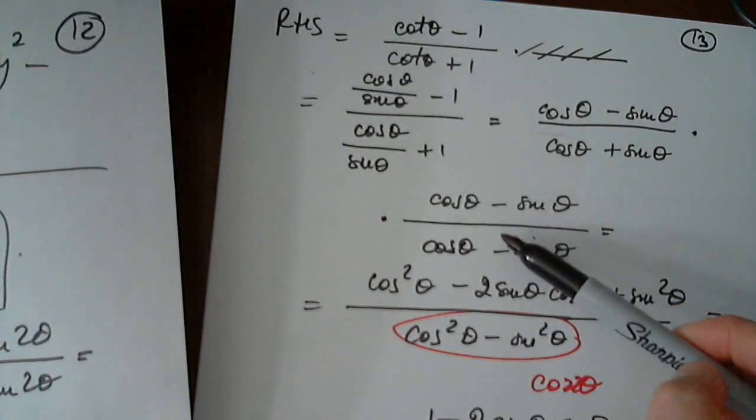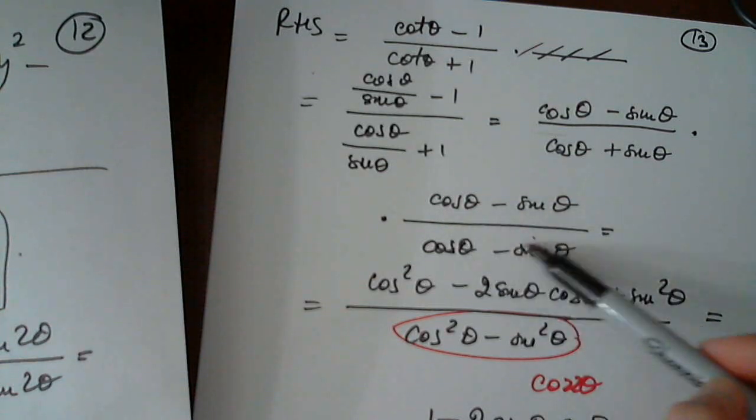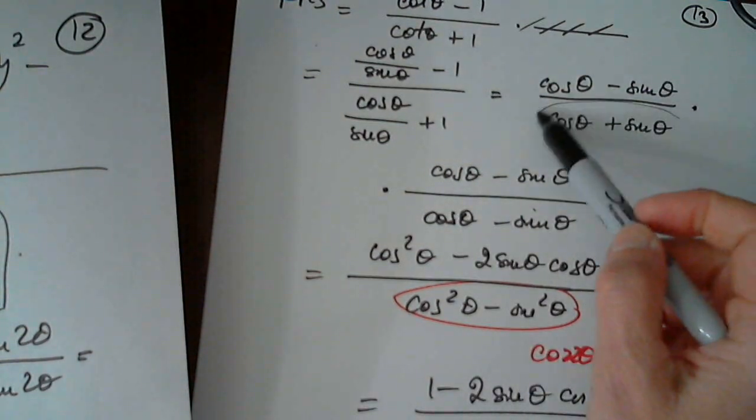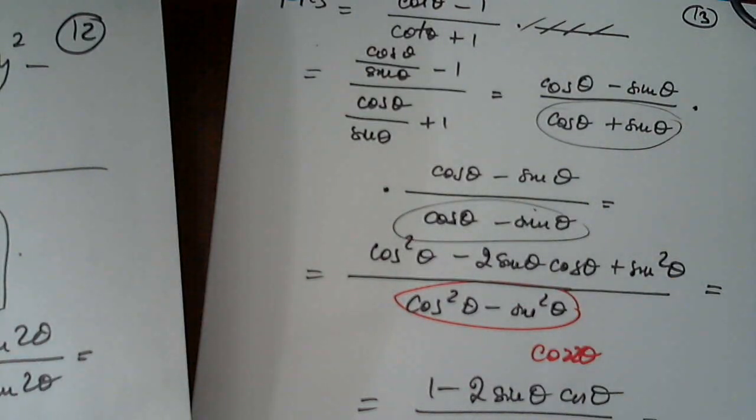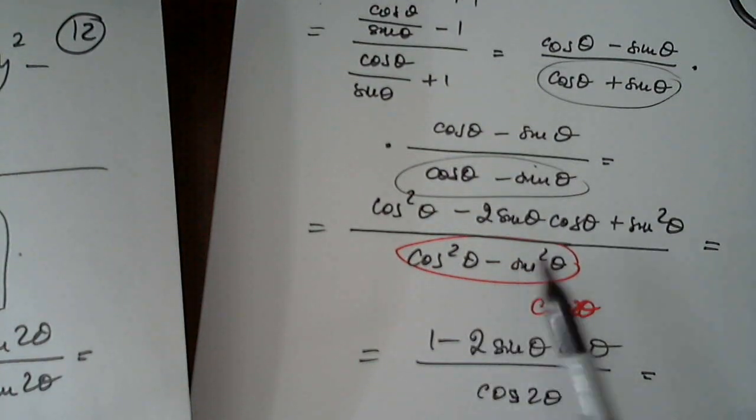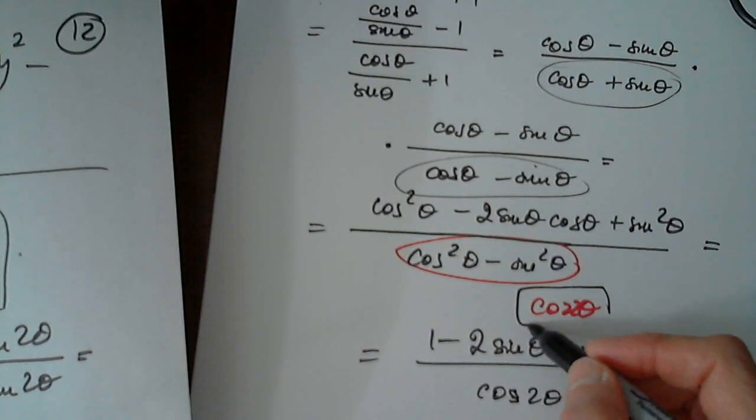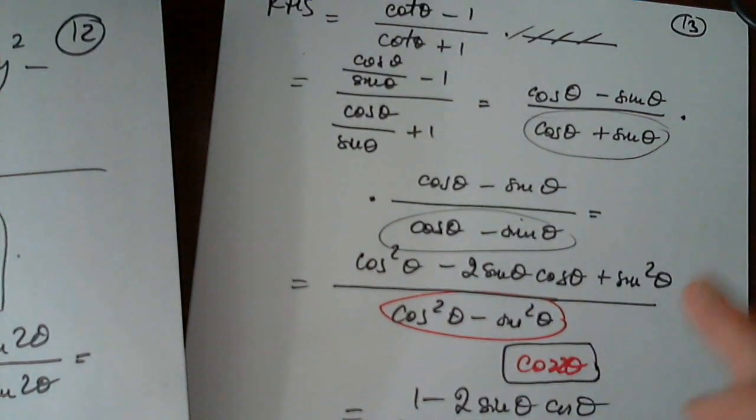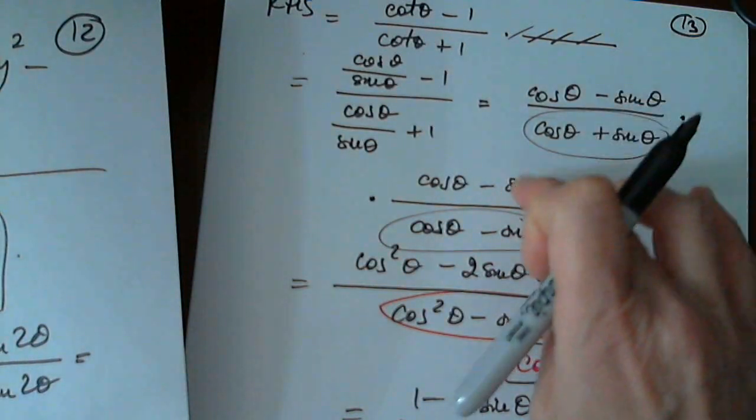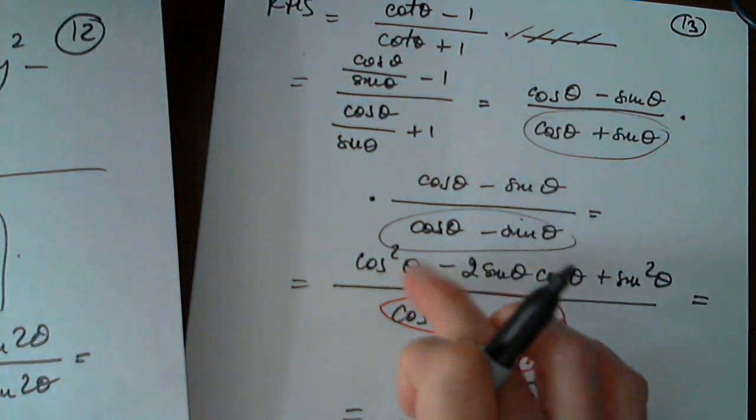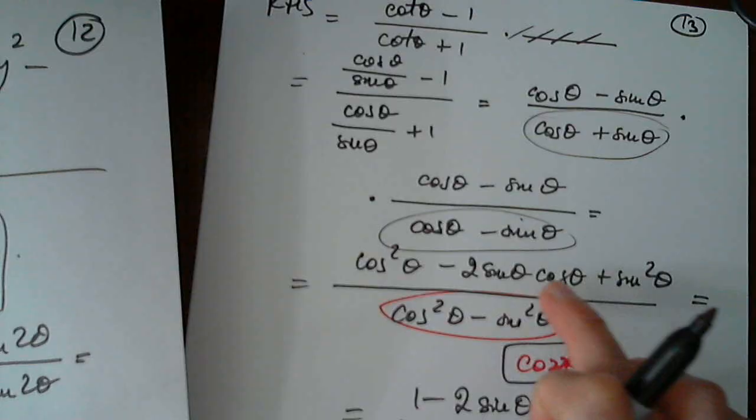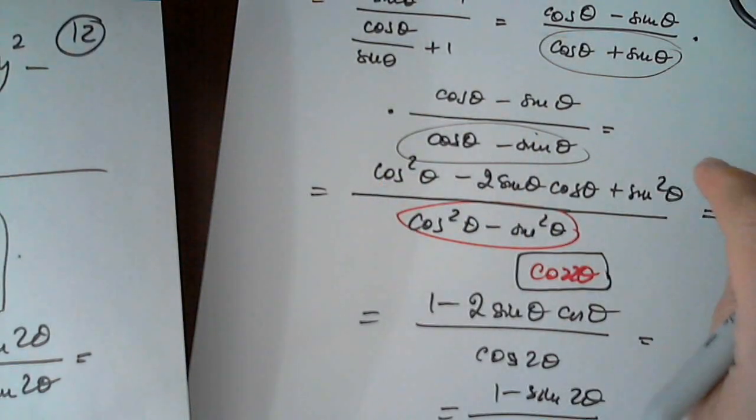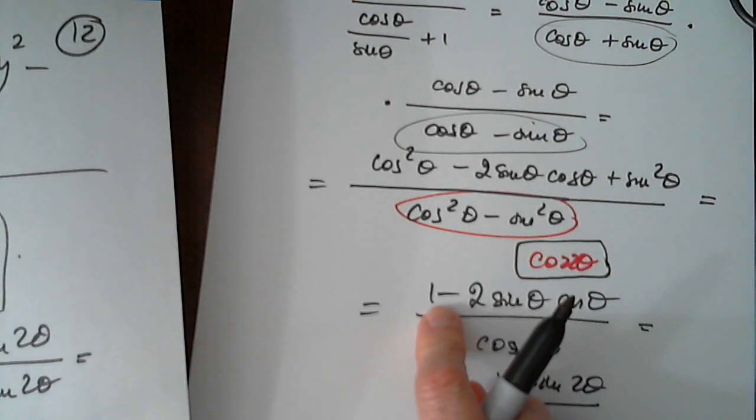Well, if I multiply top and bottom by the same quantity, and the quantity has to be cosine theta minus sine theta, because when I multiply these two, I get cosine squared theta minus sine squared theta, which is cosine 2 theta. Now I also have to multiply the two numerators, and I get cosine squared minus 2 sine theta cosine theta plus sine squared theta. But cosine squared theta plus sine squared theta is 1.